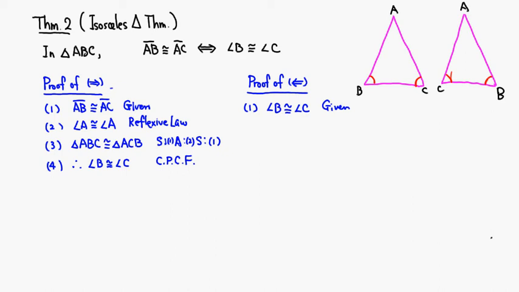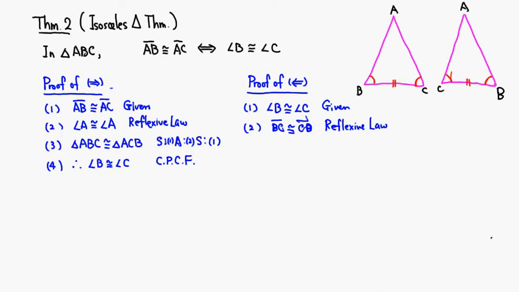So we know that here, 2, segment BC is congruent to segment CB. Again, this is the reflexive law of congruence. CB, I meant, sorry. So we definitely have a congruence here and here.